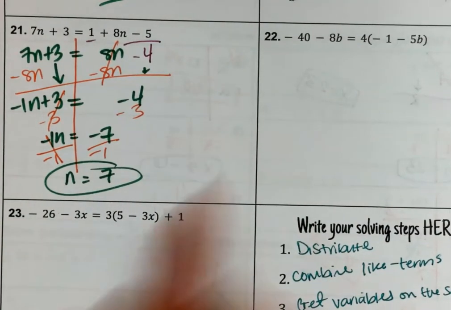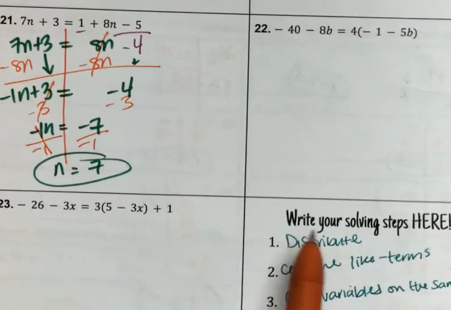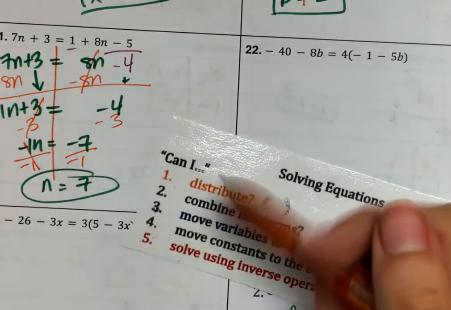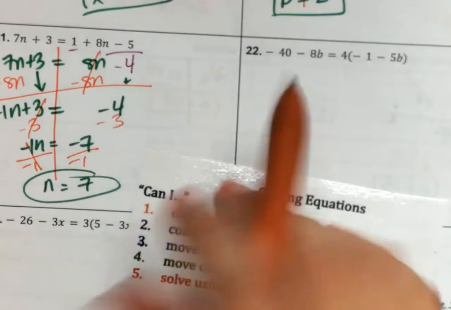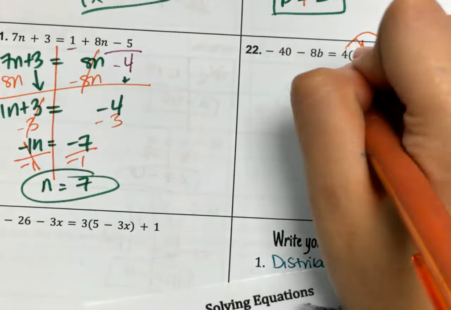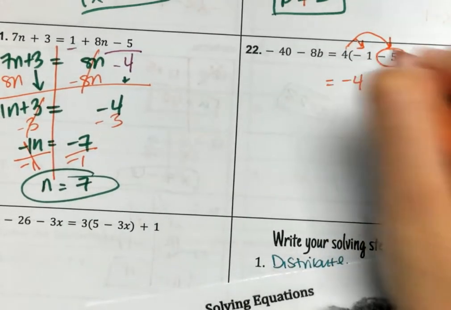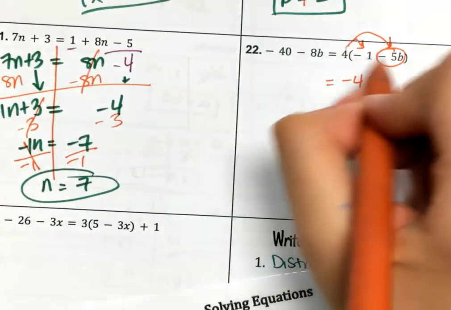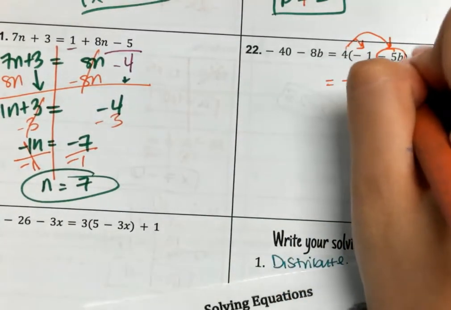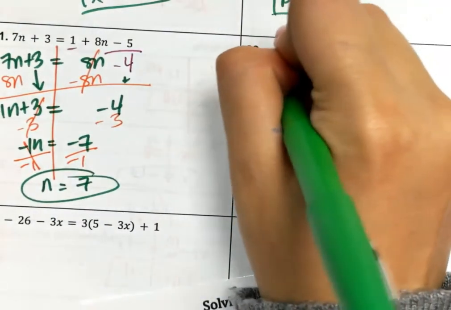Number 22 does have distribution because you see parentheses. So make sure you do that first. You have to go in these steps, and in this order. So I'm going to draw my double arrows. 4 times negative 1 is negative 4. 4 times negative 5b, not just 5b. 4 times negative 5 is negative 20. Keep the b. I didn't do anything to the left, so I can bring it down.